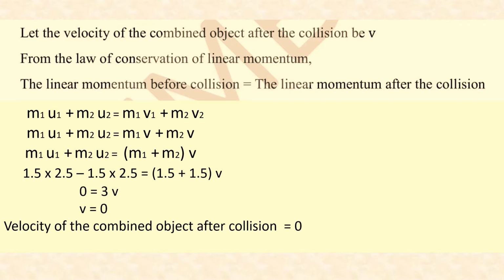Therefore in the next step we can write m1 u1 plus m2 u2 equals m1 v plus m2 v. We can take v as a common factor. So in the next step, the equation will change to m1 u1 plus m2 u2 equals m1 plus m2 into v. Then you can substitute the values for this.